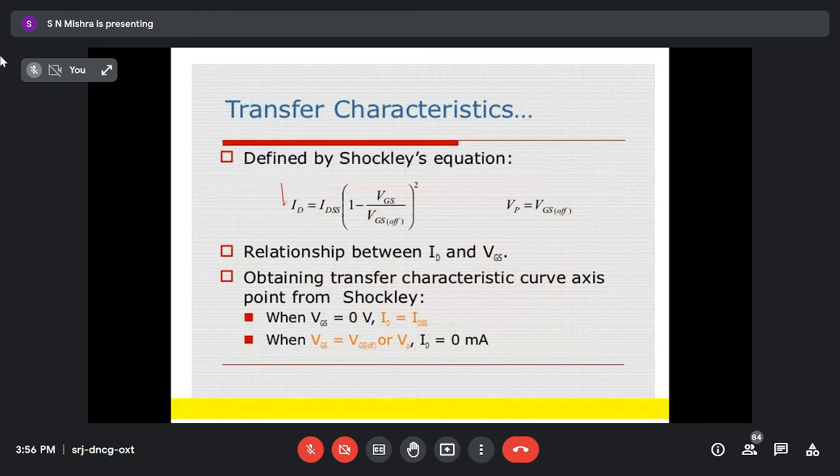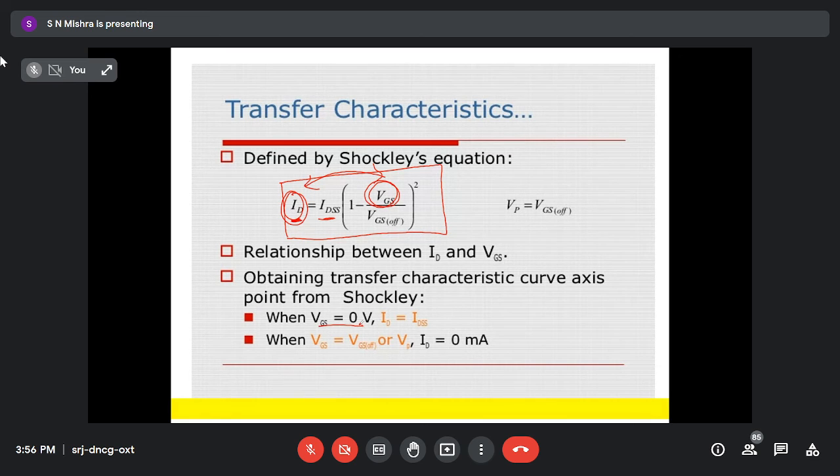This is the equation which is called Shockley's equation. So ID, that means drain current at any point, is equal to IDSS times (1 minus VGS by VP) whole squared. You can see here the output current ID is controlled by the input voltage VGS. So that's why it is called a voltage controlled device.